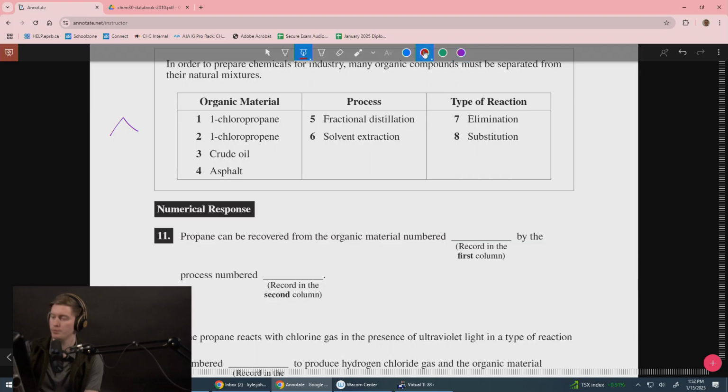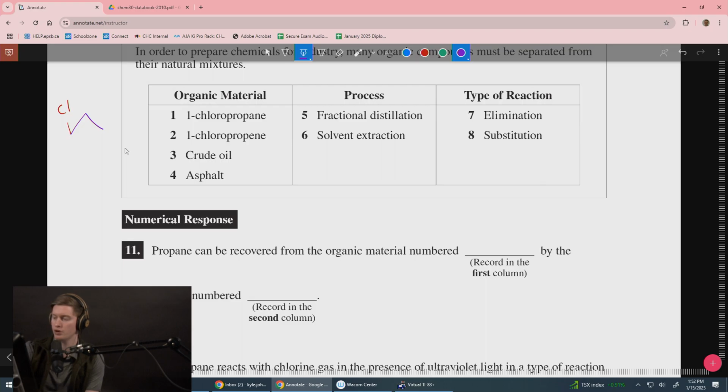1-chloropropane would look like this. We're on carbon number 1. We have a chlorine. 1-chloropropene. So on the same carbon as our double bond, we will have a chlorine. Crude oil, I'm not going to draw a picture of that, and then asphalt. Propane would just be the pure alkane form of this halogenated alkane and halogenated alkene. Can be recovered from the organic material numbered what by the process numbered what.